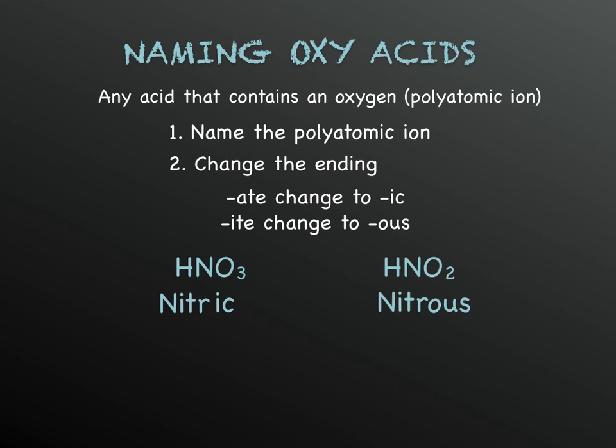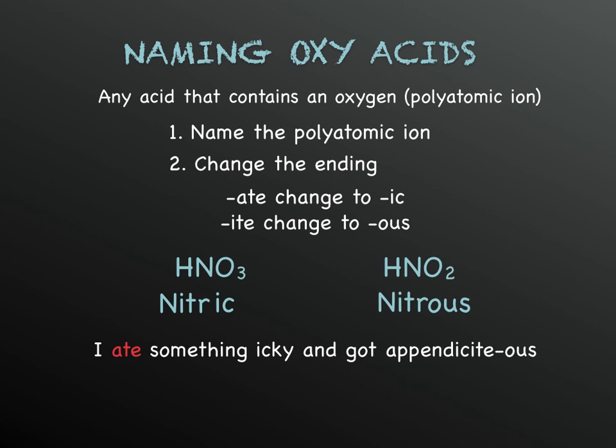If it ends in ATE, the acid will end in IC. If the polyatomic ends in ITE, the ending will be OUS. ATE goes to IC, ITE changes to OUS. Notice for these we don't use hydro.